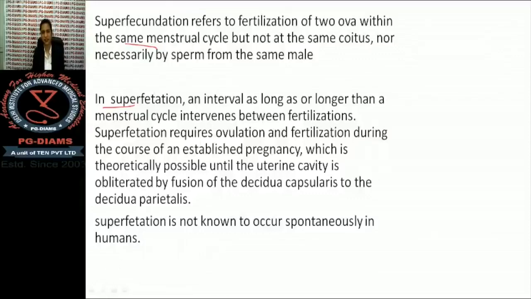This is seen in horses, rather mares. What happens is they continue to ovulate even after conception, and then there is a possibility of superfetation. The second cycle she can be fertilized at the second act of coitus. Right, so superfetation is not known to occur spontaneously in humans.